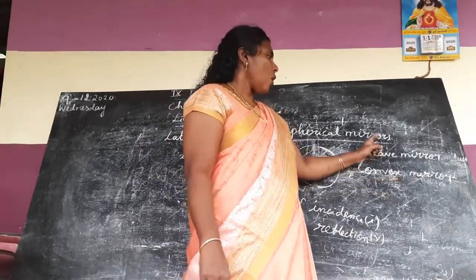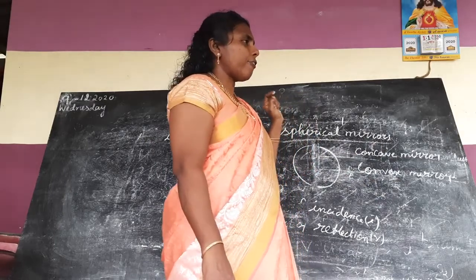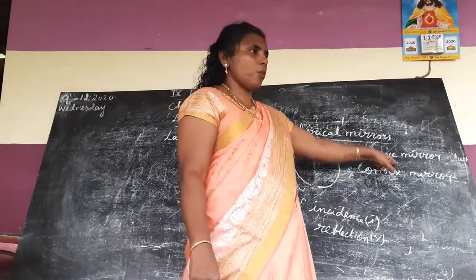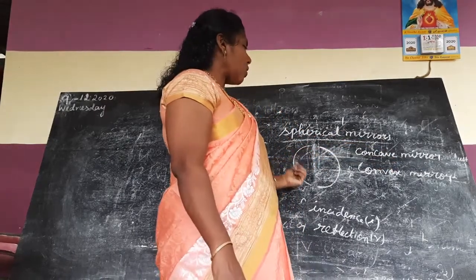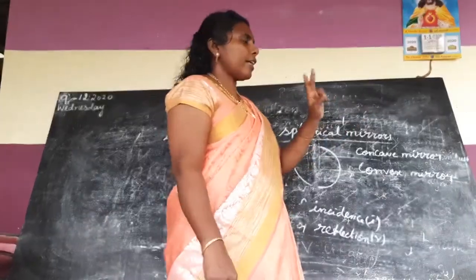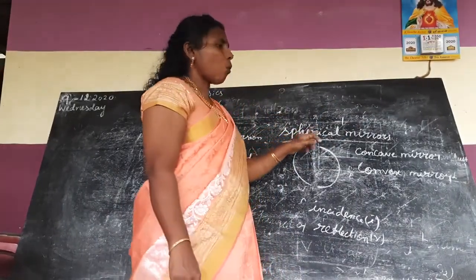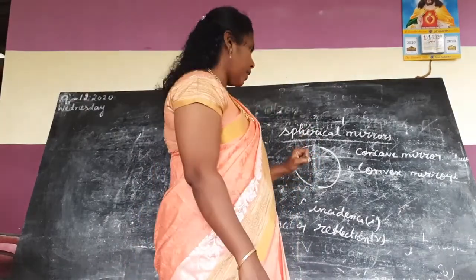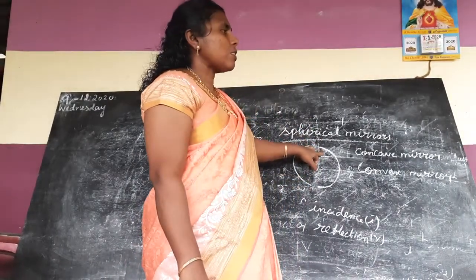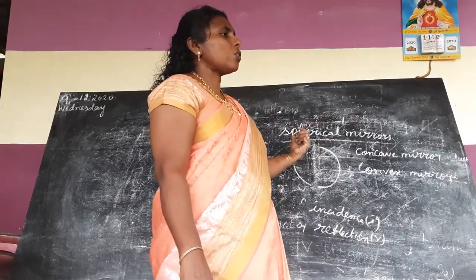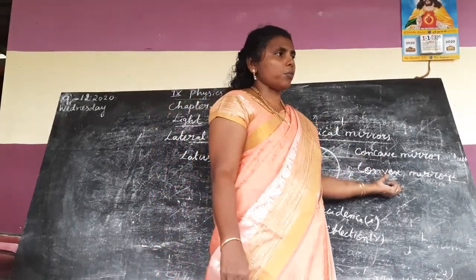So all of you know concave mirror. What is concave mirror? The reflecting surface curved inward is called concave mirror. The reflecting surface curved outward is called which mirror? Convex mirror. So there are two types of spherical mirror. What are they? Concave mirror and convex mirror. The reflecting surface curved inward is called concave mirror and the reflecting surface curved outward is called convex mirror.